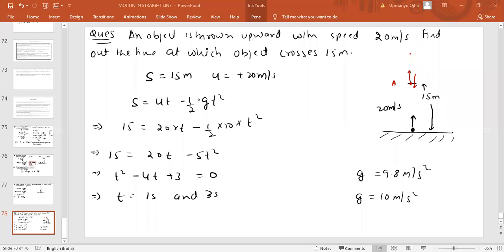We can use the second equation, s equals ut minus half g t square. Displacement would be 15 meters, initial velocity is 20, g value we know as 10. If you solve this, you'll get an equation like t square minus 4t plus 3, so time will be 1 second and 3 seconds. Means the ball will cross point A after 1 second and 3 seconds. While going upward, it will cross after 1 second. While coming downward, it will cross after 3 seconds.